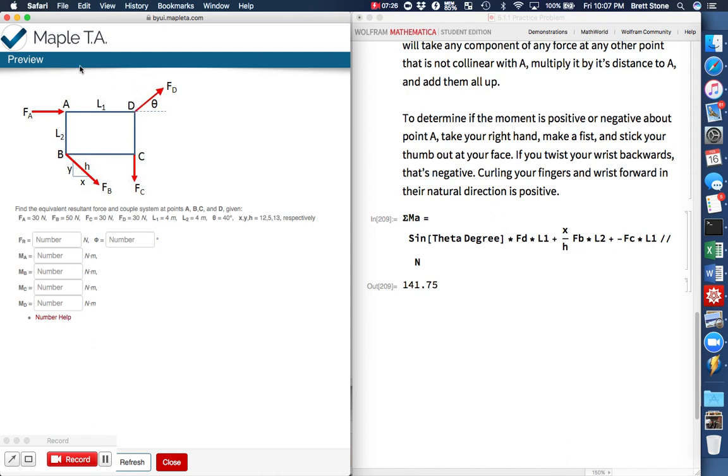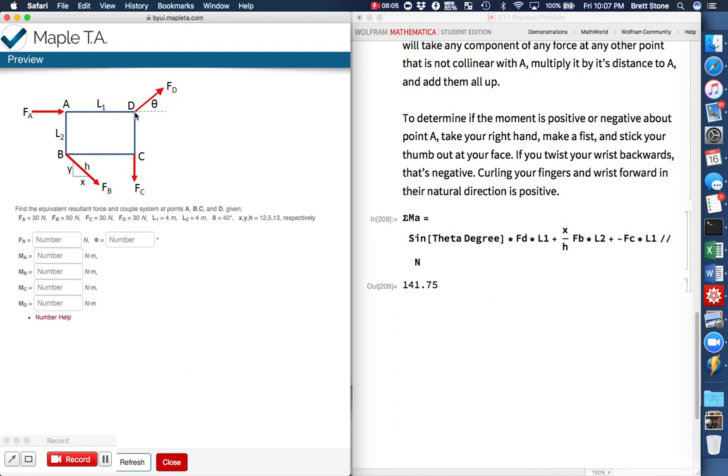It's going to make it want to twist around this way, counterclockwise. And that counterclockwise motion is a positive moment. So that's just by convention, and it doesn't matter if the force is pointing in the positive y direction or the negative y direction or anything like that. It's what direction it makes it turn that determines whether a moment is positive or negative. So a counterclockwise moment is going to be positive. So this sine of theta times FD times L1 will give me a positive moment about point A.